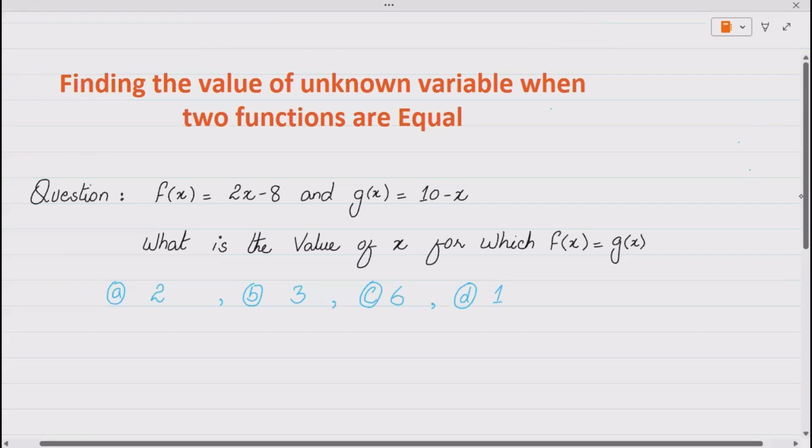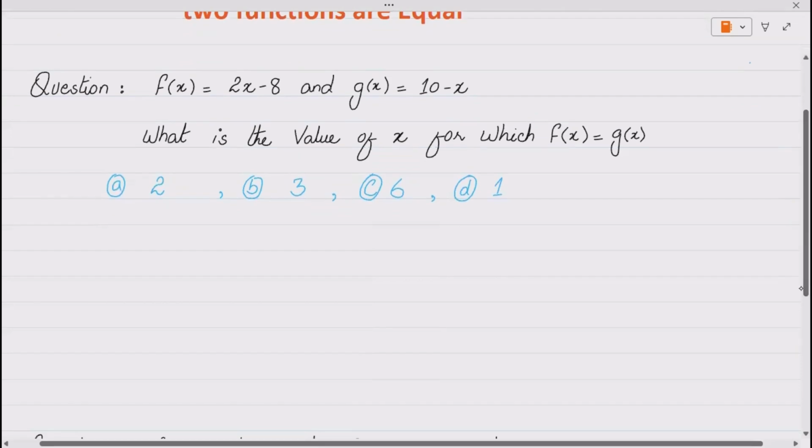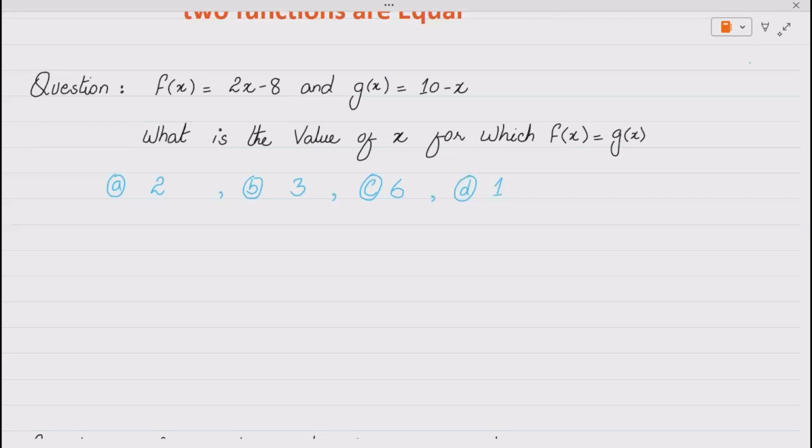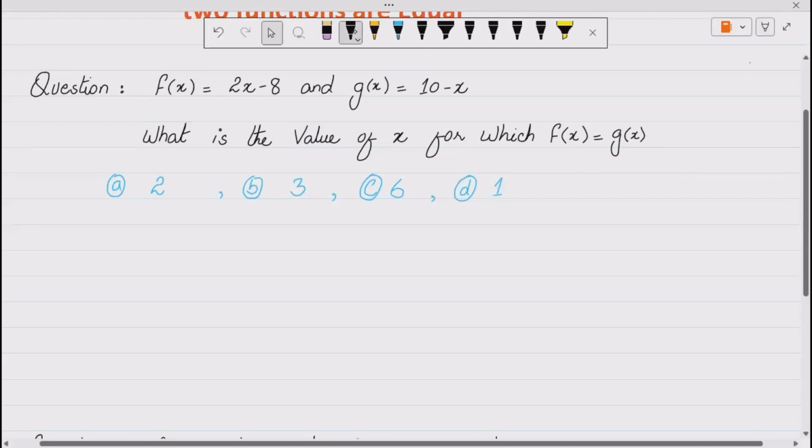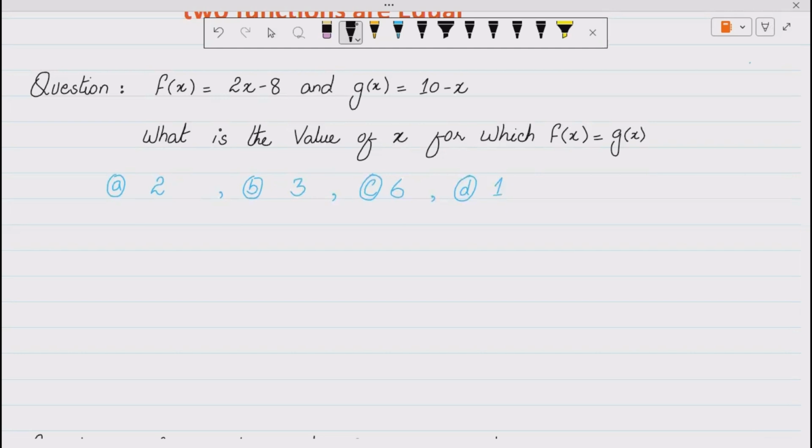Our today's question is about finding the value of unknown variables when two functions are equal. So in this question, we are given two functions. The first one is f of x and the second one is g of x, and we have to find the value of x for which these two functions are equal.